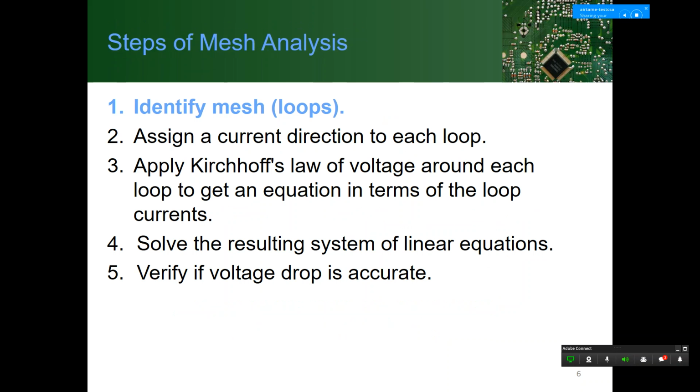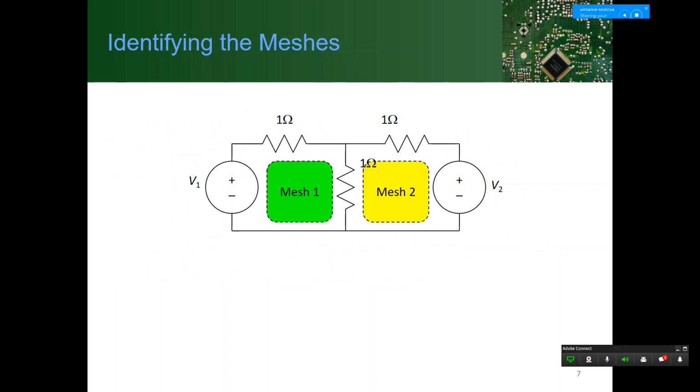And the first step that we need to do is identify our loops. Okay? And in this simple circuit, there are two loops, the left loop and the right loop. Sometimes they're called meshes. All right, so that's another term for the same thing. But the point is that we have two loops.